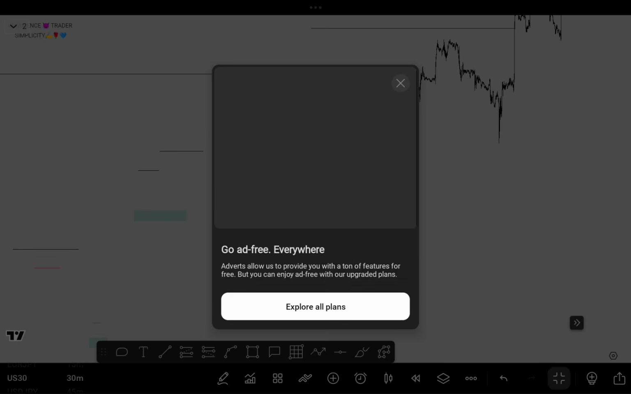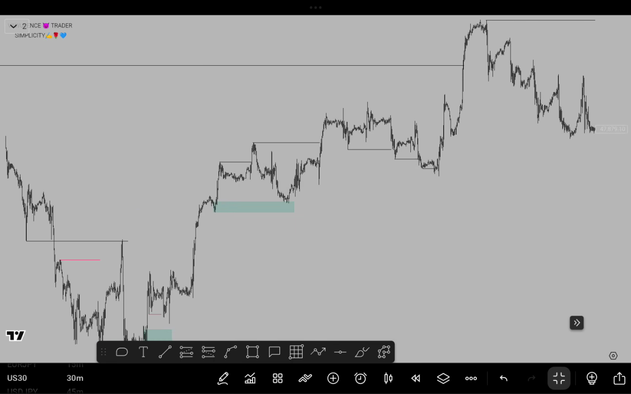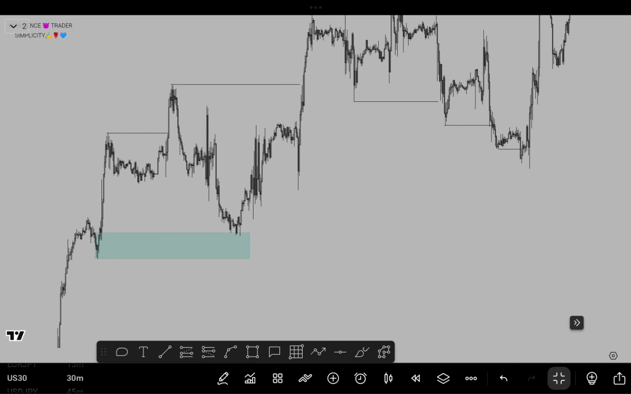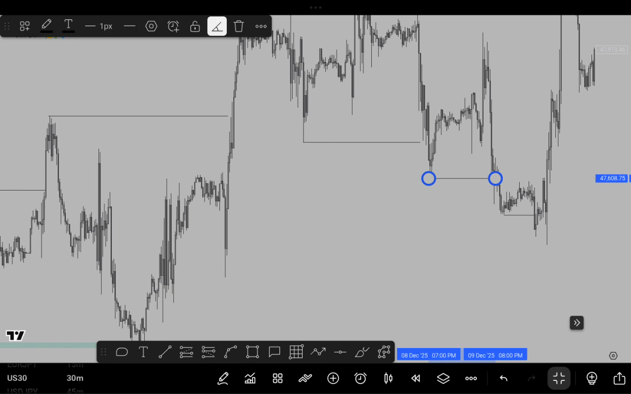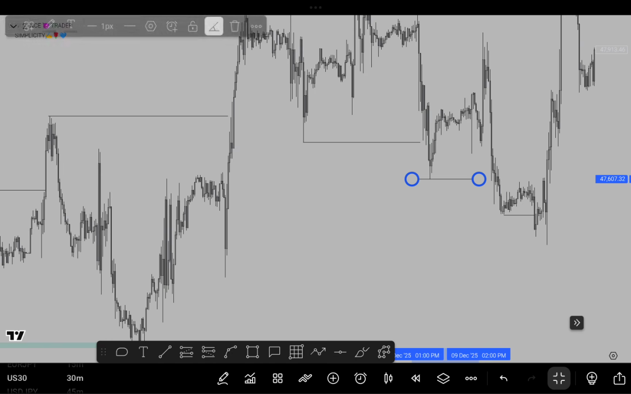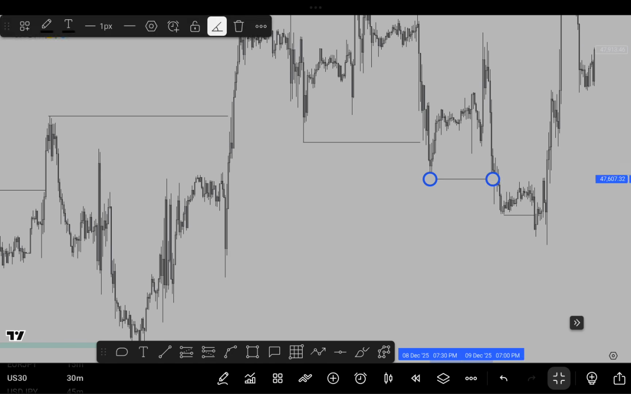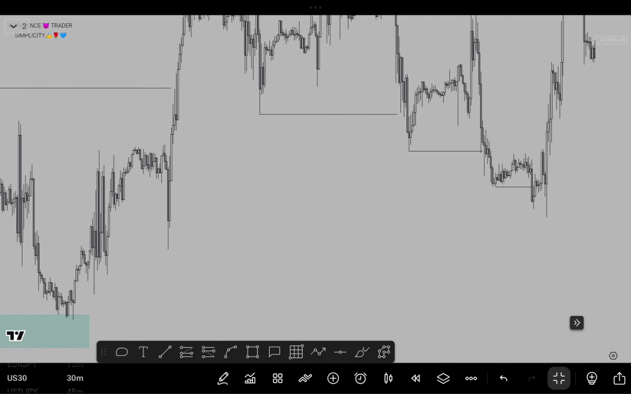We'll go down to the 30 minutes. Okay, in the 30 minutes, what do we have here? Okay, let me organize this. So in the 30 minutes time frame, this was what we had. This point of interest here.